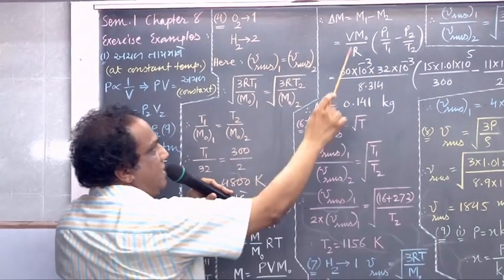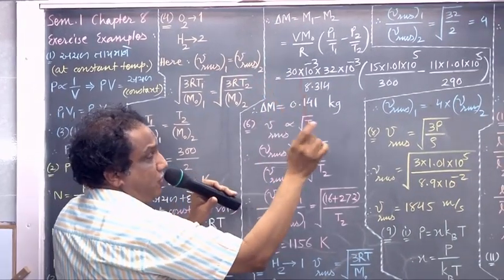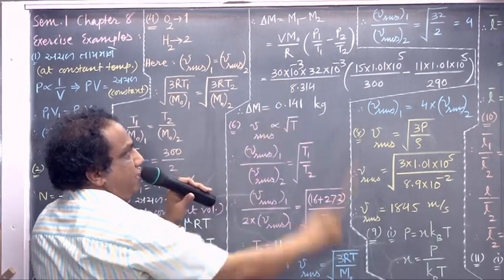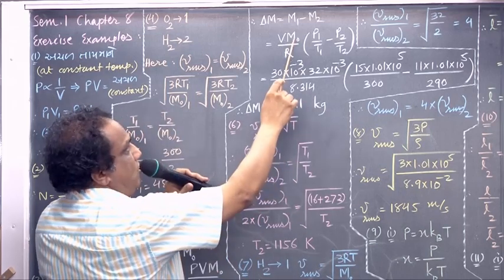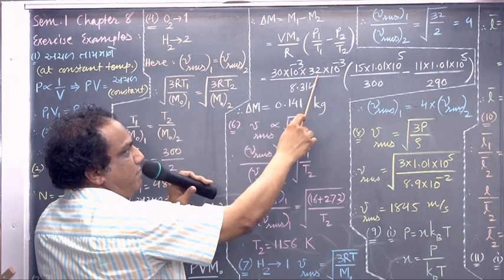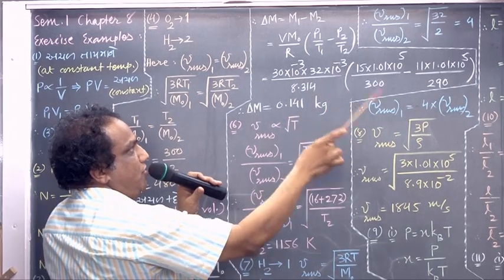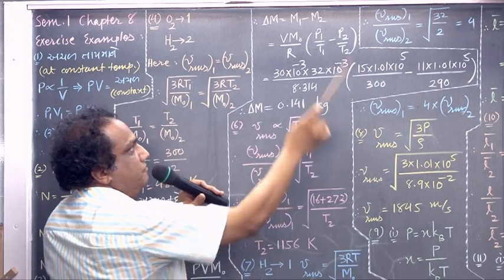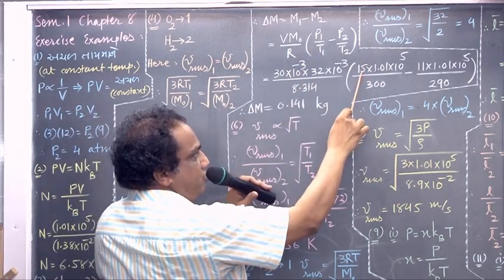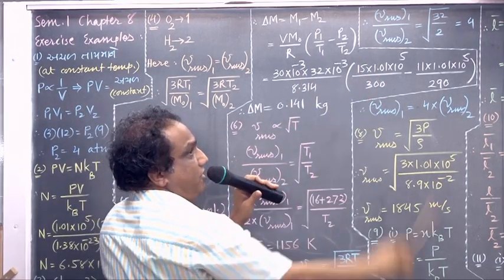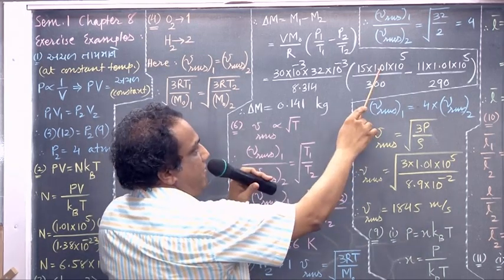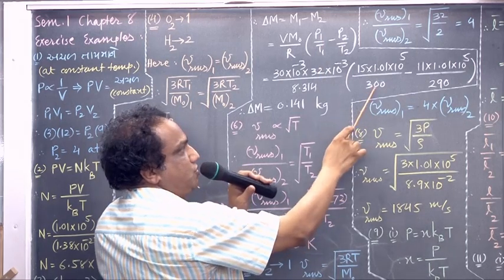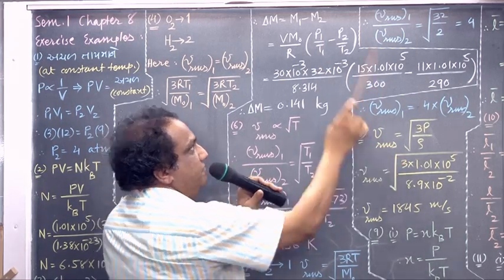This volume I must write in meter cube. Given is 30 liter; liter to meter cube is multiplied by 10 to the minus 3. Molecular weight for oxygen gas is 32 gram per mole; convert gram into kilogram, multiplied by 10 to the minus 3. Value of R is 8.314. First pressure is 15 atmosphere; convert atmosphere into Newton per meter square, multiplied by 1.01 into 10 to the 5. First temperature is 27 plus 273, so it is 300 Kelvin.